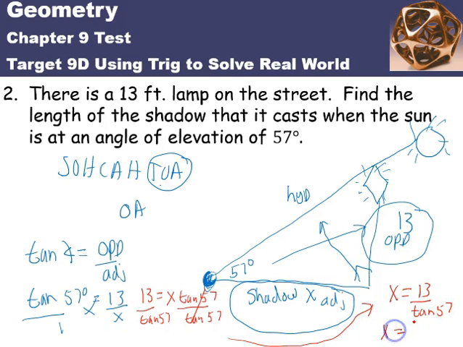So x is equal to, now I'm going to plug this in my calculator, and again I have to make sure that my calculator is in degree mode, not in radian mode. And I'm going to do 13 divided by the tangent of 57. Make sure I'm in degree. I am, and I get 8.4. So x is 8.4. So my shadow is 8.4 feet.